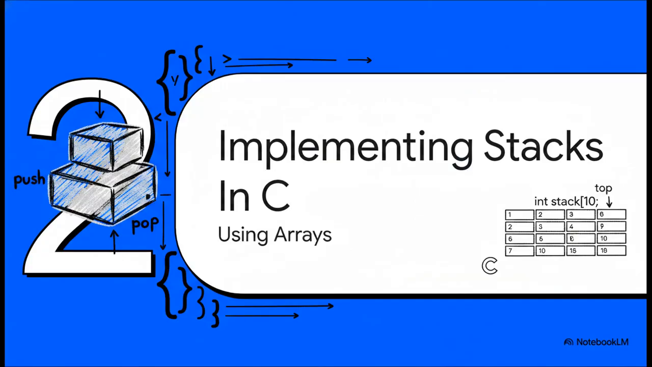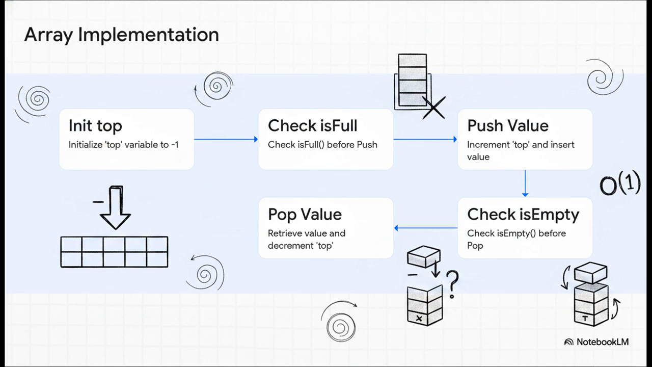Moving right along to section 2. Implementing stacks in C using arrays. So, transitioning from the theory to the actual C code, our very first step in an array-based implementation is to initialize our top variable to -1. Why -1? Well, C arrays use zero-based indexing, so -1 clearly indicates a completely empty stack.